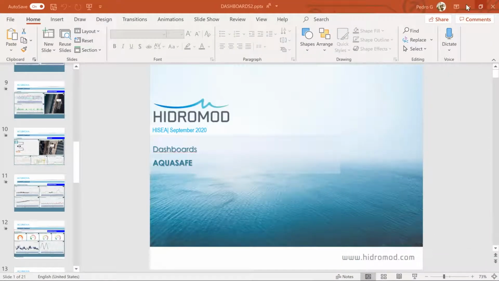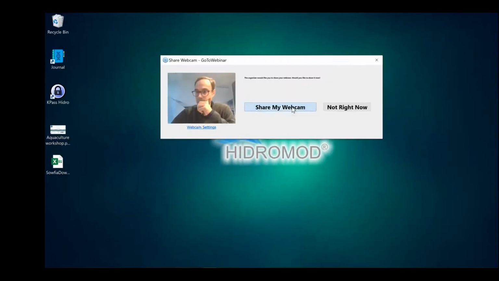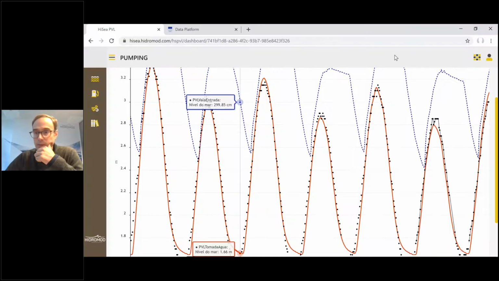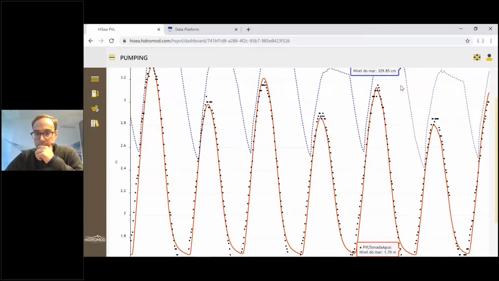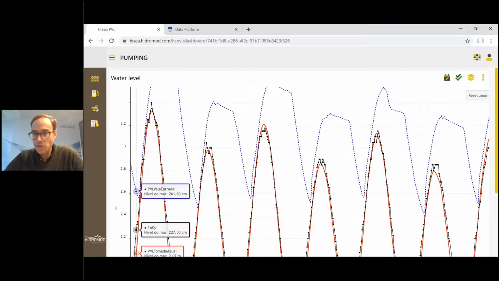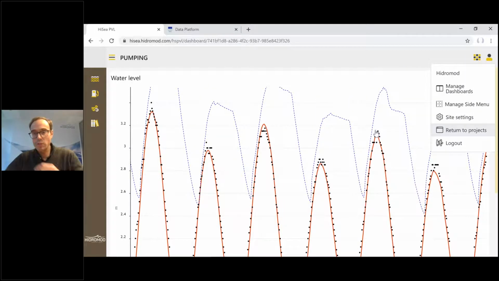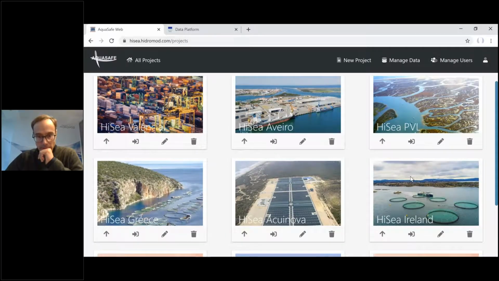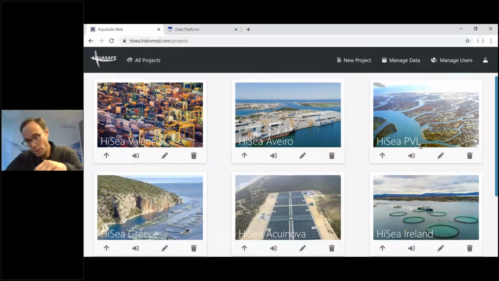Okay, so let me just reopen the website. The demo is already going quite long, so there's just one more site that we would like to demonstrate, which is HiSea PVL. Again, this is one of the projects that we have at Hidromod, and we decided to try and apply the HiSea platform to it to see the added value that it would bring.